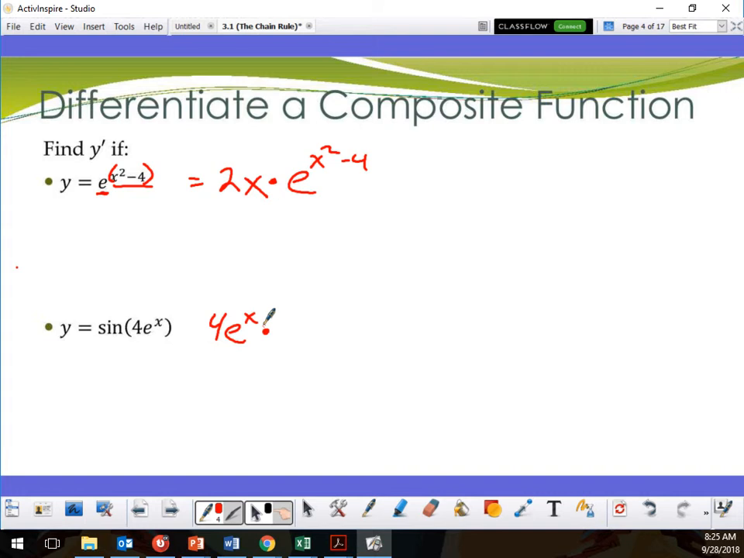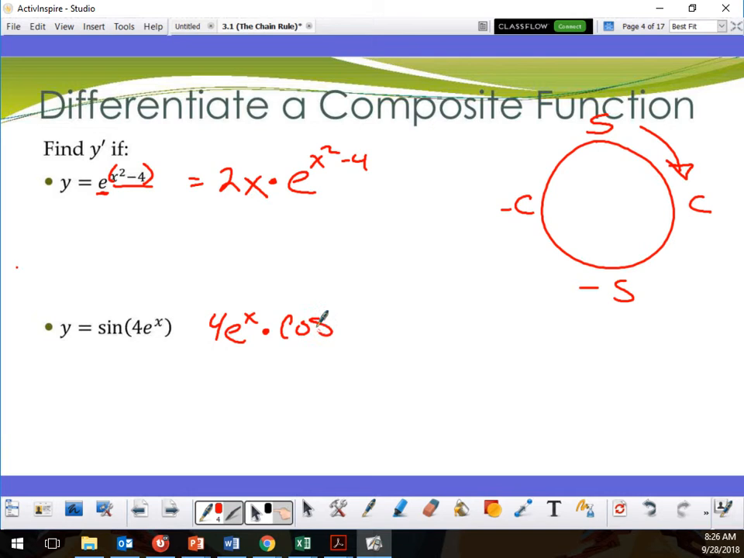If you guys remember the circle, it's going to be positive sine, cosine, and negative cosine, and it goes this way for derivatives. So it goes clockwise for derivatives. Okay, so we're going to have a positive cosine, and what's going to be on the inside? Just all of this, right? I'm not changing that. So it's going to be 4e to the x.